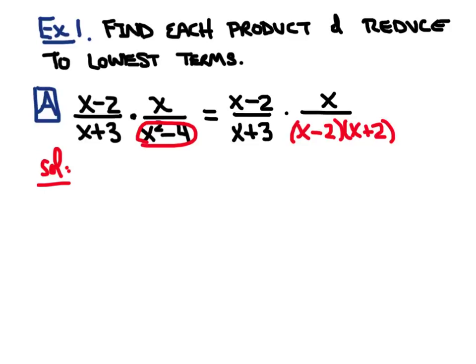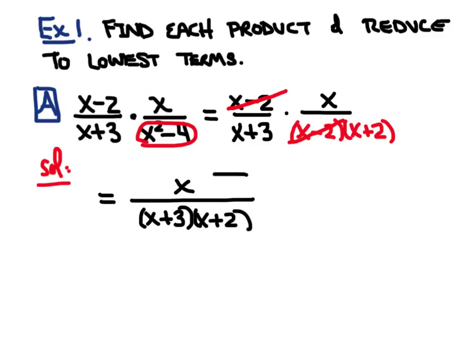Okay. Now you can look at the entire expression, and I notice that I have an x minus 2 on the top and an x minus 2 on the bottom as a factor. So those are going to cancel before I even proceed. And the next step would be to write what you have left on top, that's an x, and then write what you have left on the bottom, so I have x plus 3 and x plus 2. And that's it. That's the lowest terms. Those are the lowest terms for the product that we found from these two rational expressions.